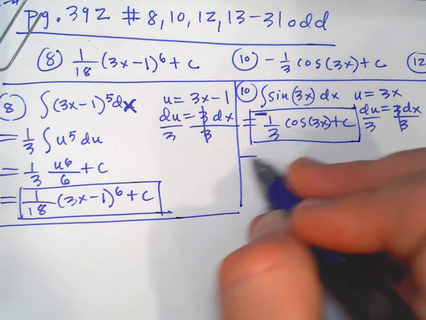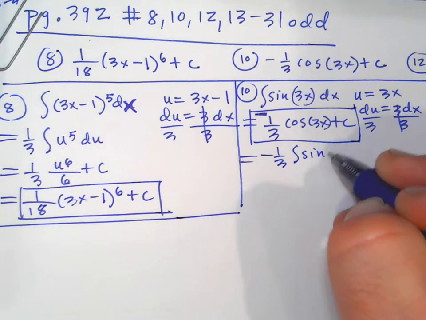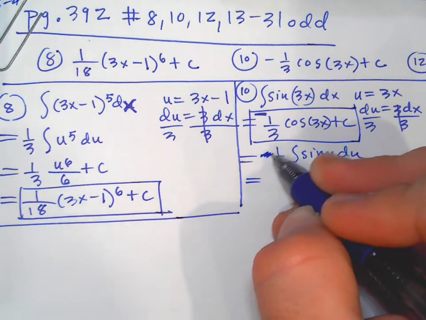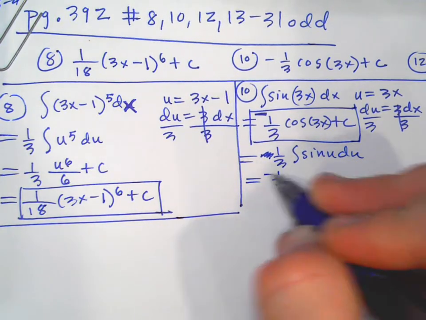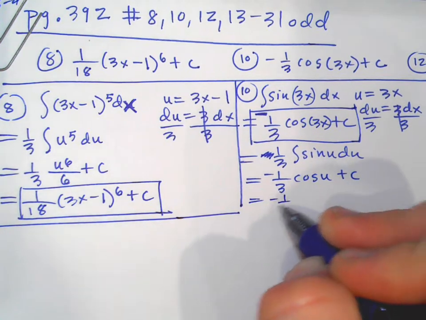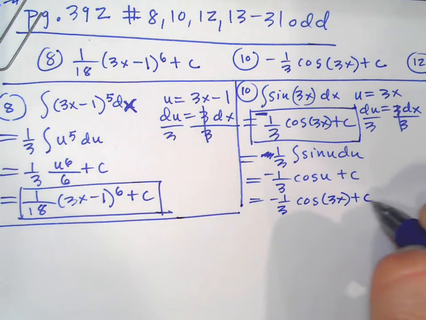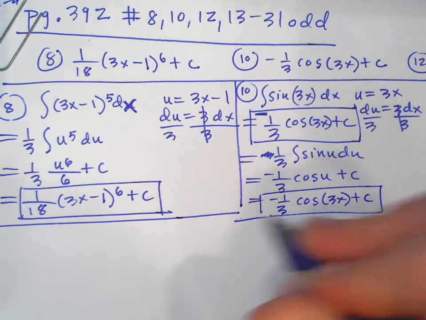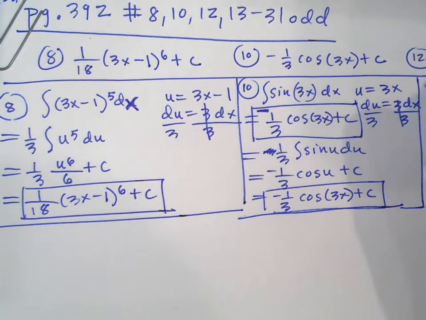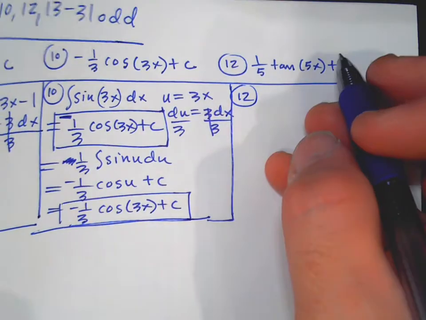If we were to actually use u-substitution, it would be 1/3 sine u du, just 1/3. Then it'd be negative 1/3 cosine u plus c. And you write your final answer, negative 1/3 cosine of 3x plus c. So either way. But I think those are easy ones to not force yourself to use substitution, unless it helps you get the right answer, and then do it.